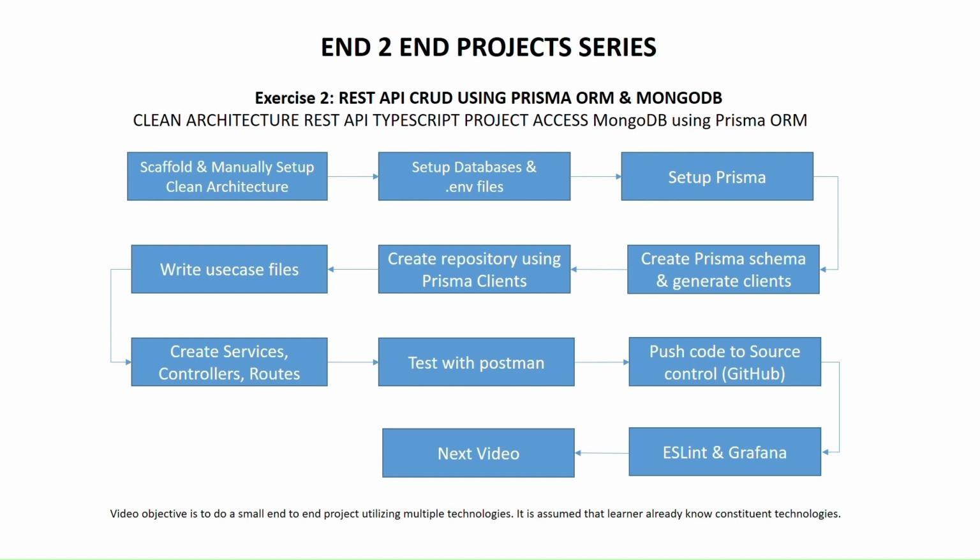After that, as a next step, we will be writing the use case files that will be using our repository files. These use case files create a decoupling from the database or Prisma code. Then we will be writing services, controllers, and routes. So that is another abstraction layer we will be adding. Then we will move on to test the application using Postman. I like to run ESLint and Grafana before actually pushing the code.